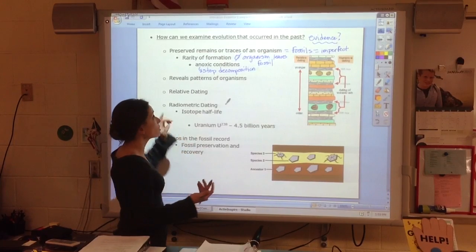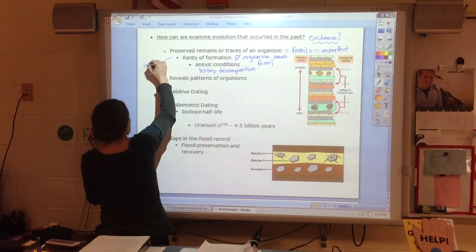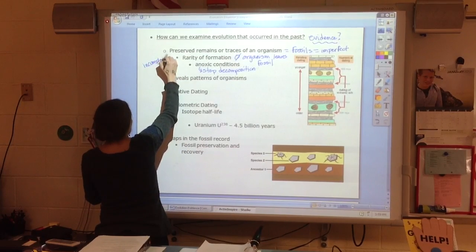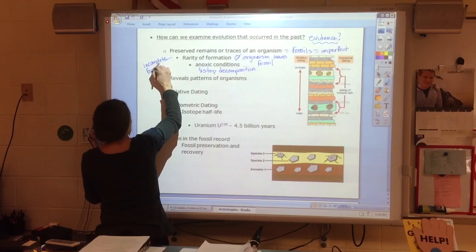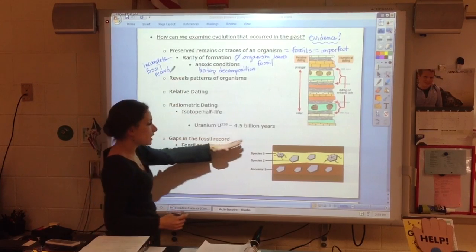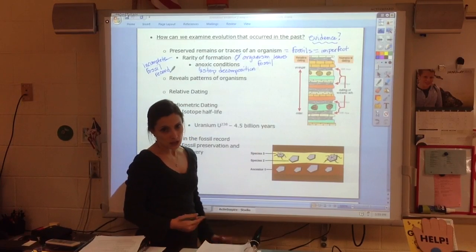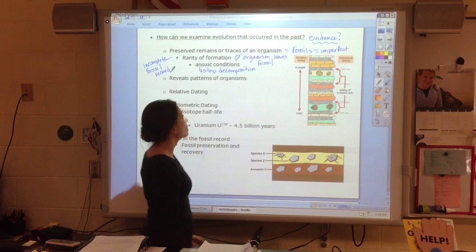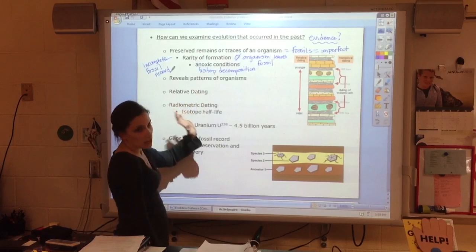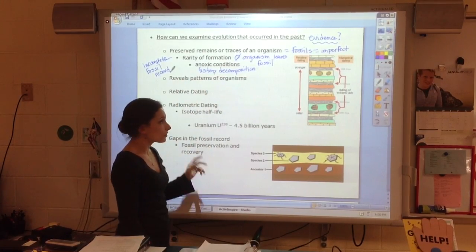However, what this leaves us with is something called an incomplete fossil record. And we're going to talk about that in just a second, where we look at how did we jump from ancestor 1 to species 3. We'll get there in just a second. We do want to realize the advantage. We can actually get a pattern of organisms over time.